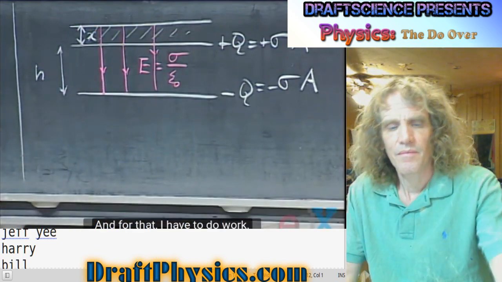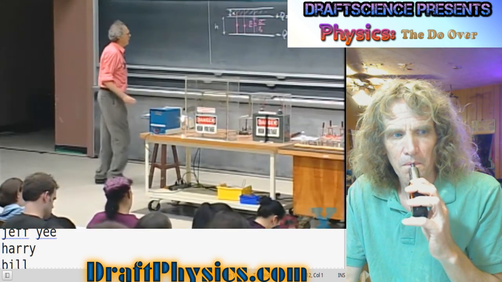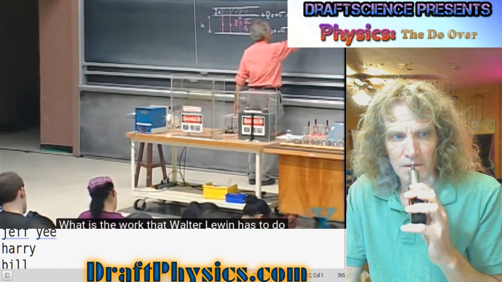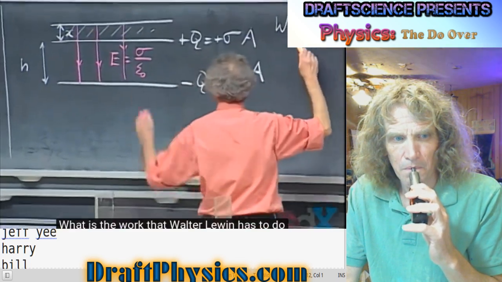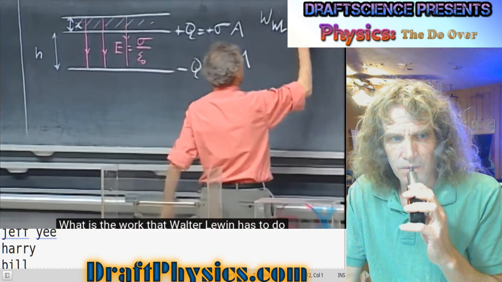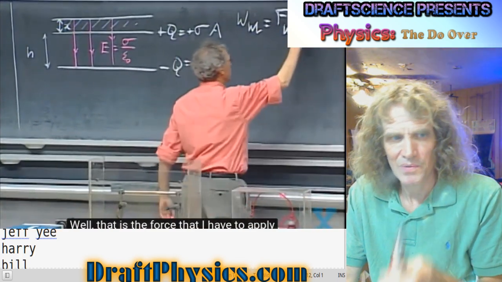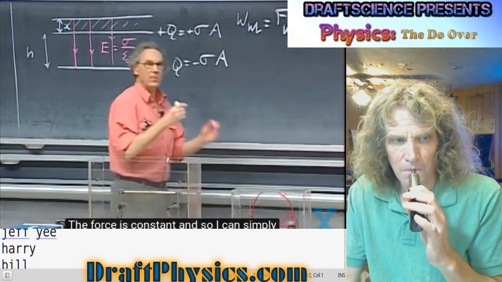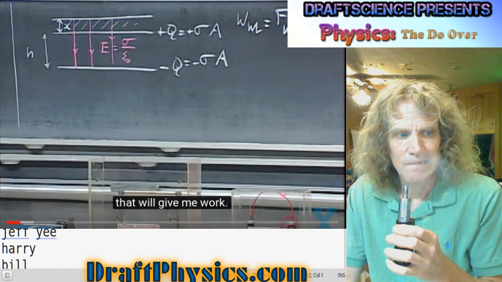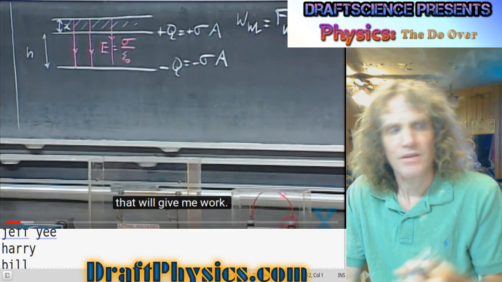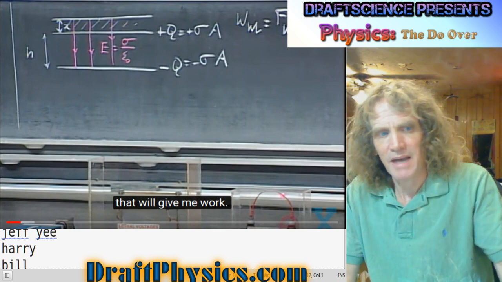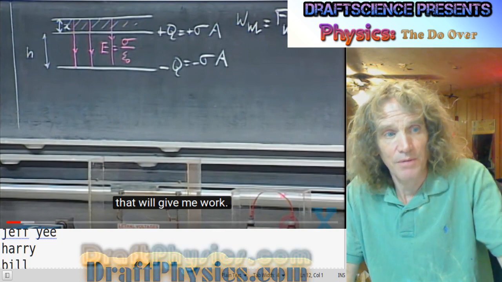And for that I have to do work. That's another way of looking at it. How much work do I have to do? What is the work that Walter Lewin has to do in moving this plate over a distance x? Well, that is the force that I have to apply over that distance x. The force is constant, and so I can simply multiply the force times the distance. That will give me work. So it's all going to translate back to watts somehow. That's what I would do with it.